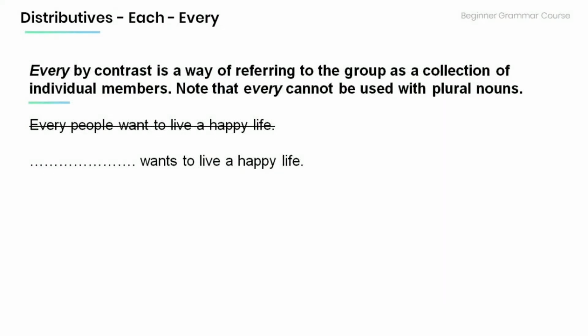Remember that the distributive every, by contrast, is a way of referring to the group as a collection of individual members. Note that every cannot be used with plural nouns. Have a look at the sentence below and provide the correct version of the sentence. Every people want to live a happy life. Every person wants to live a happy life.